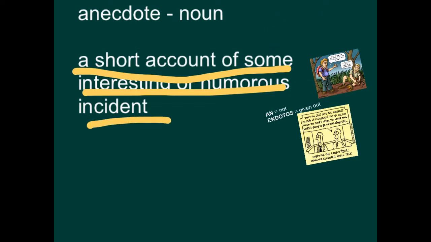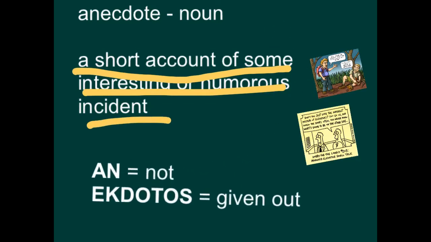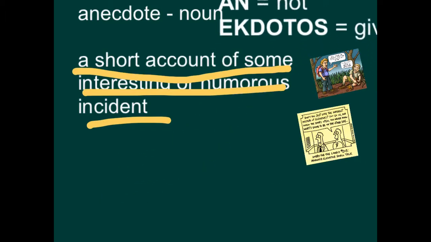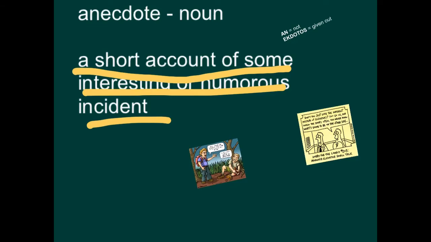And when we look at these roots, you're like, but the roots say not given out. That's because anecdotes were originally stories that were not published or shared. So the definition has changed pretty drastically. So now these are stories that we do share, right? Pop this back out of the way. So a couple different things to look at.